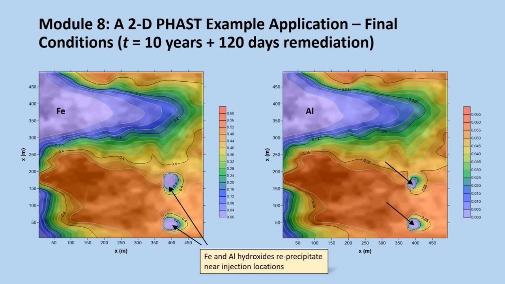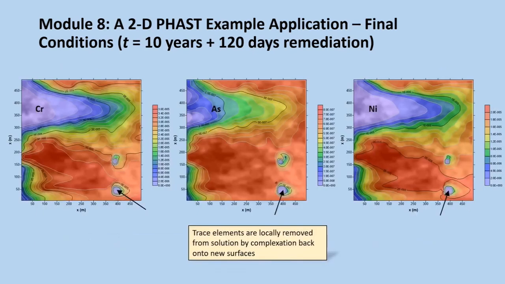Iron and aluminum hydroxides do reprecipitate near the injection locations, as you can see here, indicated by the arrows. And the trace elements are locally removed from solution by complexation back onto the newly precipitated hydroxide mineral surfaces at these locations. The problem with this, from an engineering viewpoint, is that tens of tons of calcium and magnesium hydroxides are used in this process. So this scheme is still being worked on for this site.